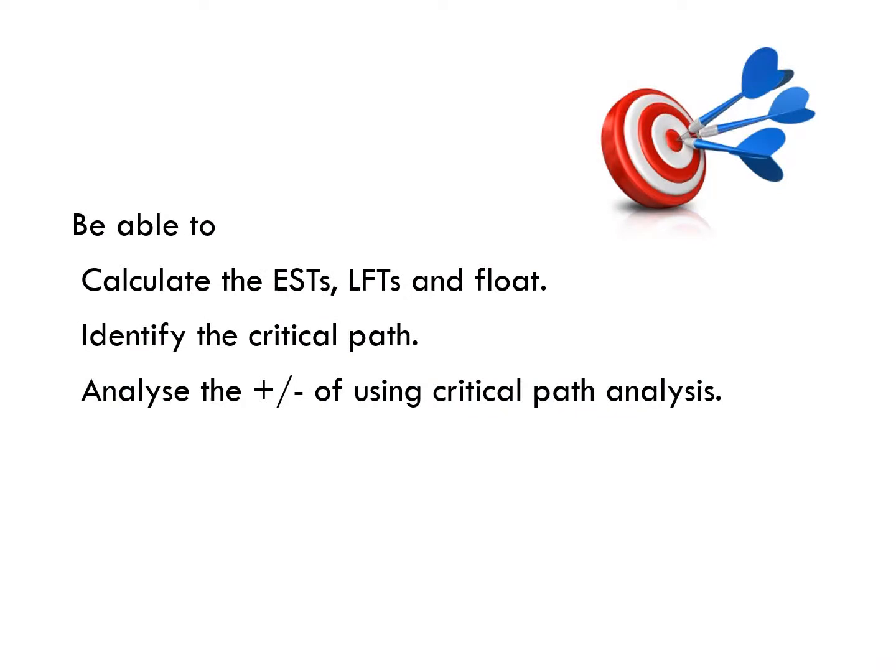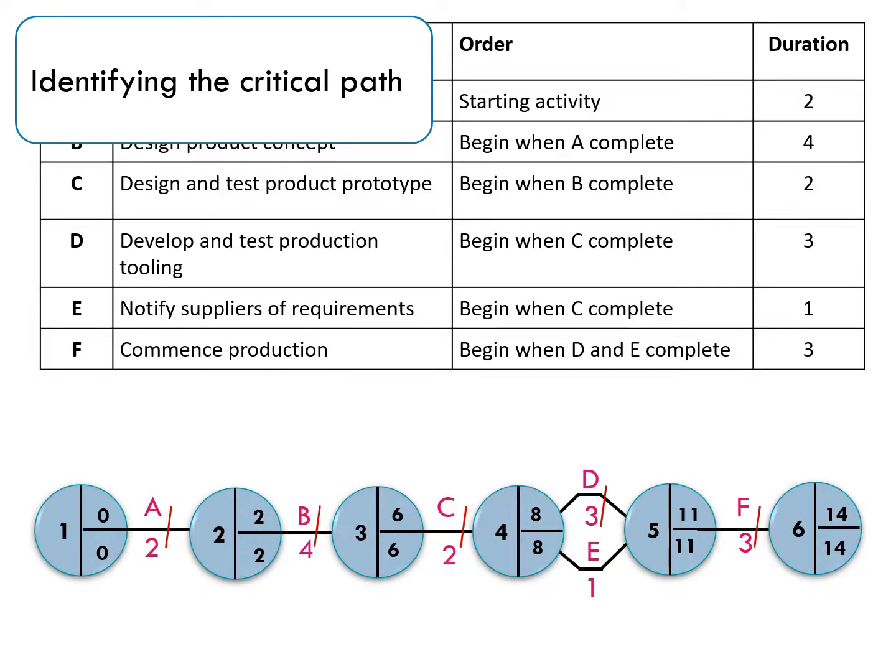So we've looked at calculating earliest start times and latest finish times. Now let's move on to looking at the float. The float comes once we've identified the critical path. The critical path are those activities that cannot be delayed, and if they are delayed, it's going to delay the whole project.